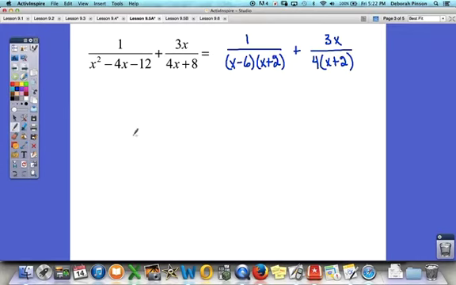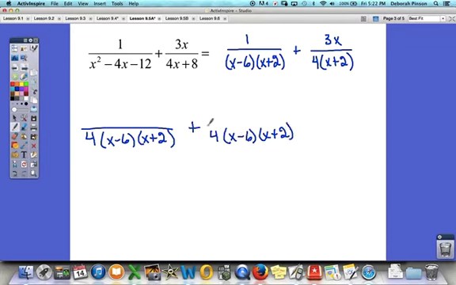Okay, so I'm going to decide on my common denominator. I need the 4, I need the x minus 6, and I need the x plus 2, which I have in both of them. Okay, let me go ahead and write this second time for my second fraction. All right, so my first fraction, I've got the x minus 6, the x plus 2. I do not have the 4, so let me get that in the mix.